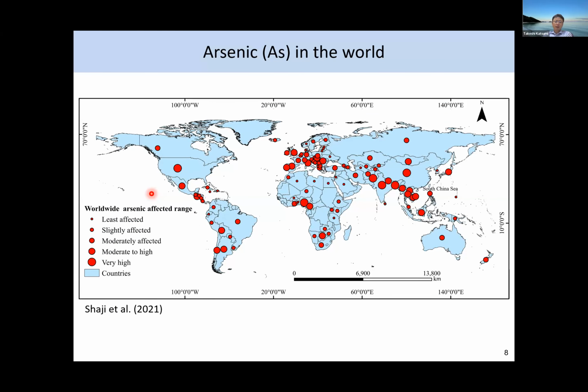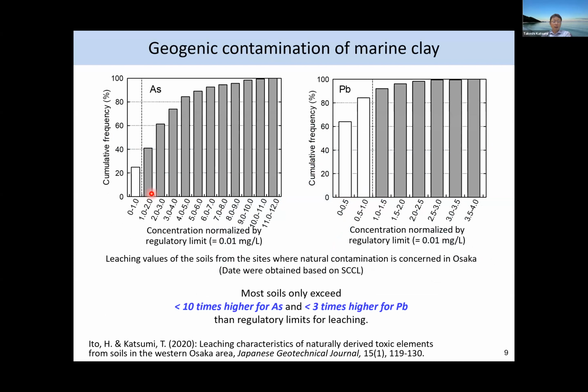So we have to be careful about this situation. And if we look carefully at the concentration levels of these arsenics, it depends on the situation. For example, our colleagues have collected the data of the arsenic and lead concentrations for the marine clay in the Osaka area. You can see these graphs.